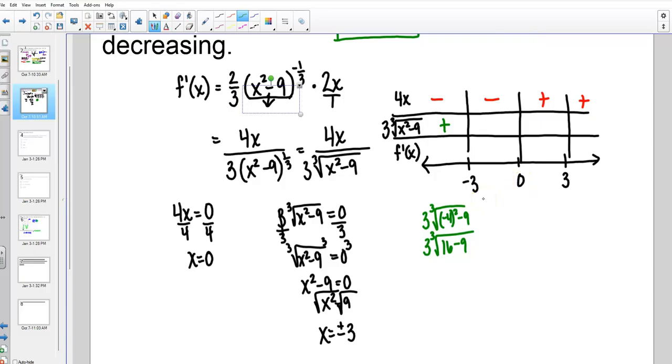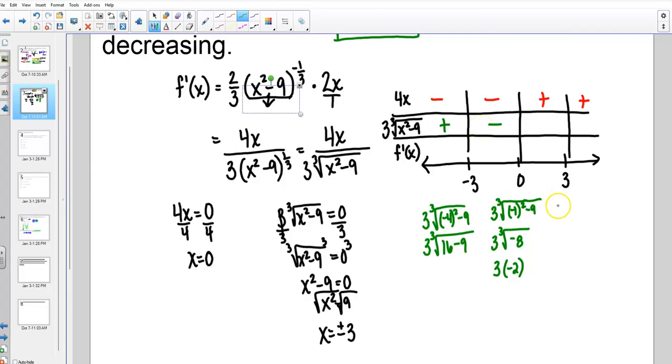Between -3 and 0, I could use -1 maybe. So I'd have 3 cube root of -1 squared minus 9. Now that is going to give me 3 cube root of -8. Now, can I take a cube root of a negative number? Are you sure? In fact, in particular, that one is -2. -2 times -2 times -2 equals -8, right? So odd roots, it's okay if there's a negative underneath. This is going to give us a negative right here.